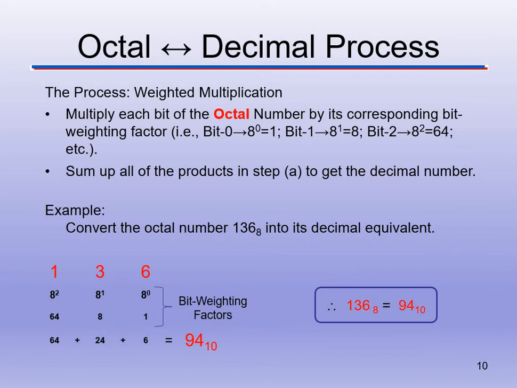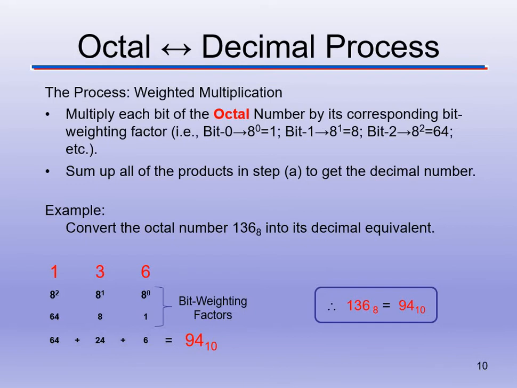So you write 6 down there. Then we're going to take 8 to the first, which is 8. And then 8 times 3 is 24. So you write down 24. And then we're going to take 8 squared, which is 64, and multiply it by 1. 64 times 1 is 64.